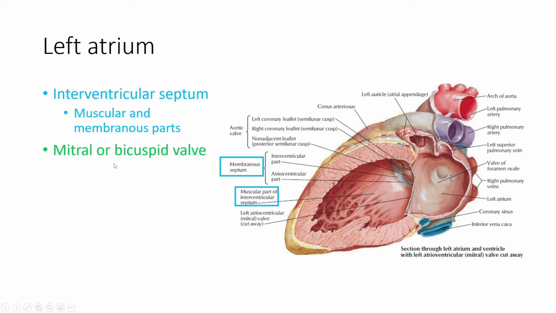We also can see the mitral or bicuspid valve that's been cut away here, but this would otherwise be the entrance to the left ventricle from the left atrium. And then we also have the left auricle, and that's clinically significant because this is a very common location for thrombus formation in patients with AFib. And that's part of why patients with AFib are at higher risk for cerebrovascular accidents.